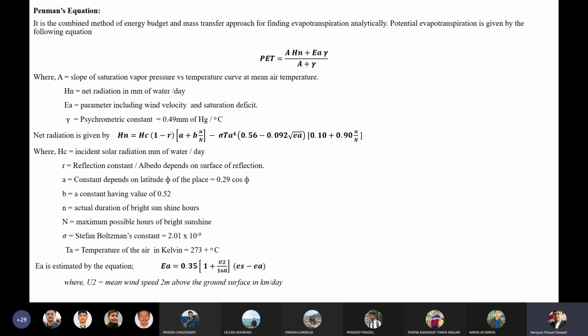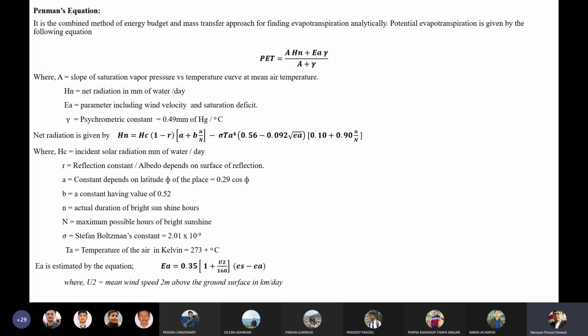Where A is the slope of the saturation vapor pressure versus temperature curve. Hn is equal to net radiation, incoming solar radiation. Ea is the parameter which basically depends upon the saturation deficit and the wind speed of the area. And gamma is the psychrometric constant, whose value is given as 0.5 mm of Hg per degree Celsius.